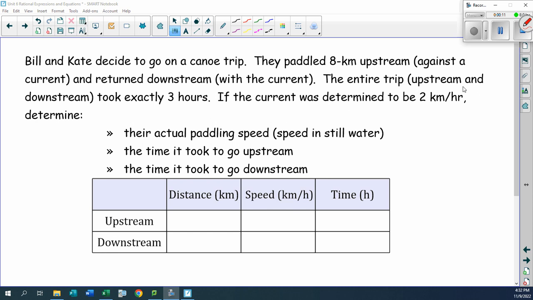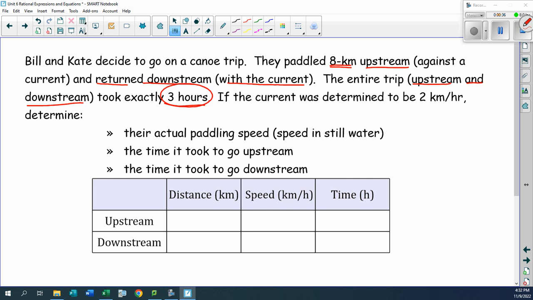Great. They paddled 8 kilometers upstream against the current. So the current is working against them, which means they're going to go a little bit slower. But then they return downstream. And you got to remember, if you're going with the current, that means the current is pushing the boat along. Okay, the entire trip upstream and downstream, this is important, took exactly 3 hours.